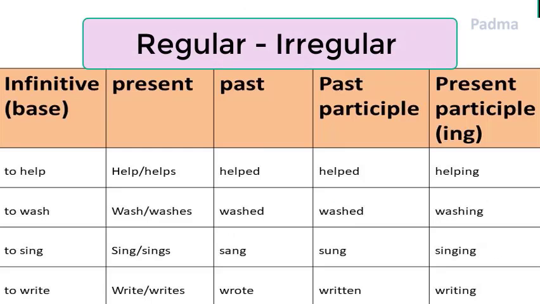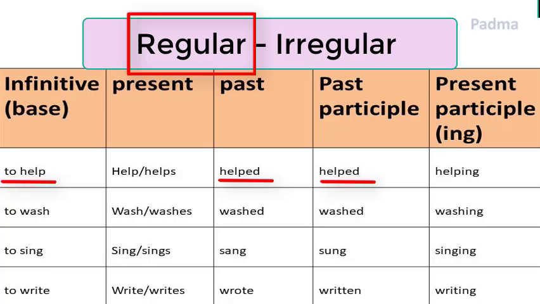Let's take the example of a regular verb first. The base form is to help. Its present tense forms are help and helps. It's based on the subjects of first, second, and third person. The past tense form is helped and the past participle form is also helped and the ing form is helping. We say this is a regular verb because the past tense form and past participle form have ed endings.